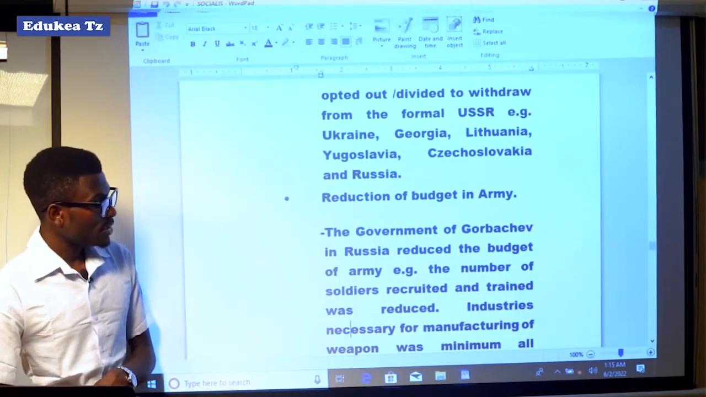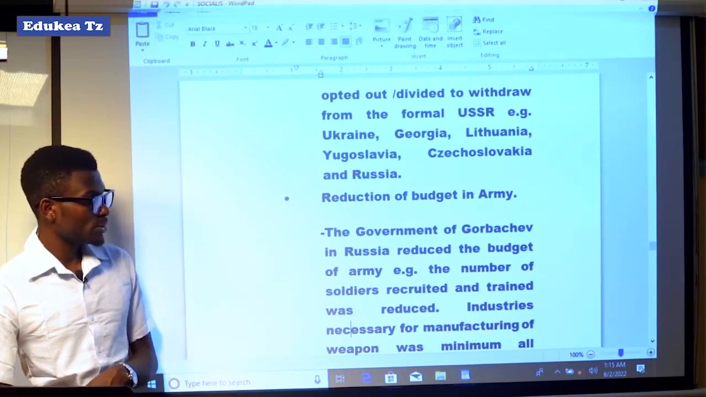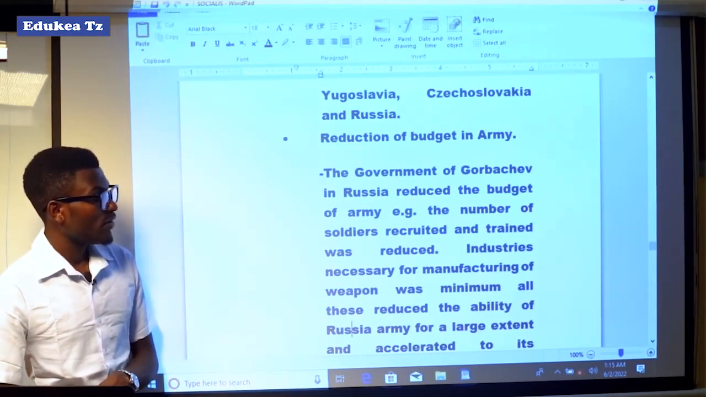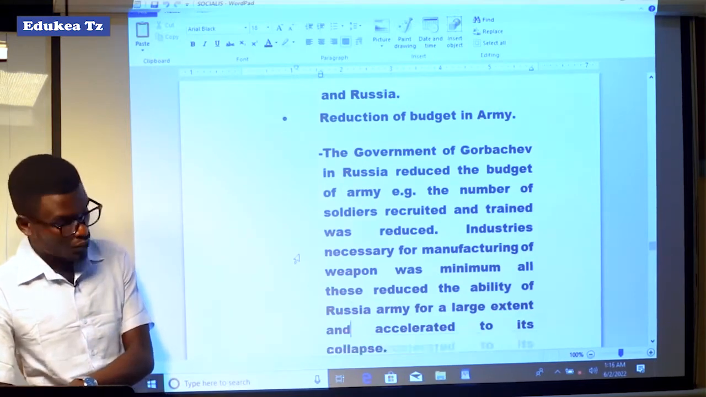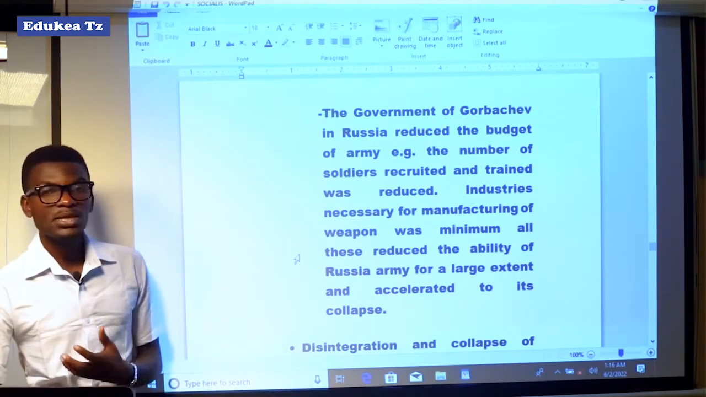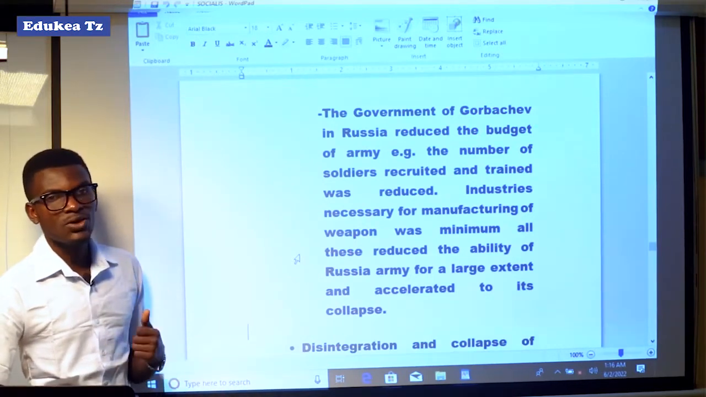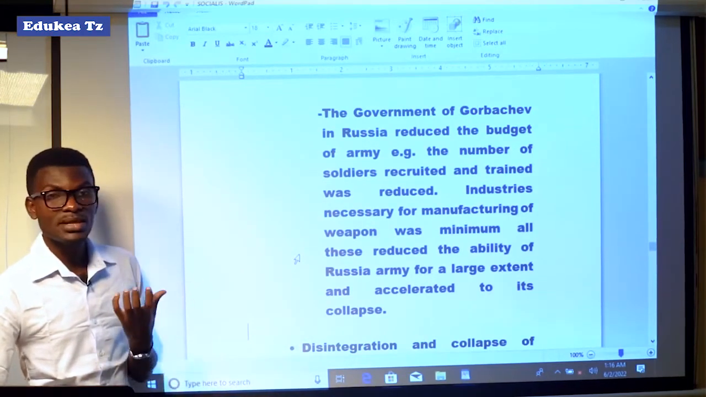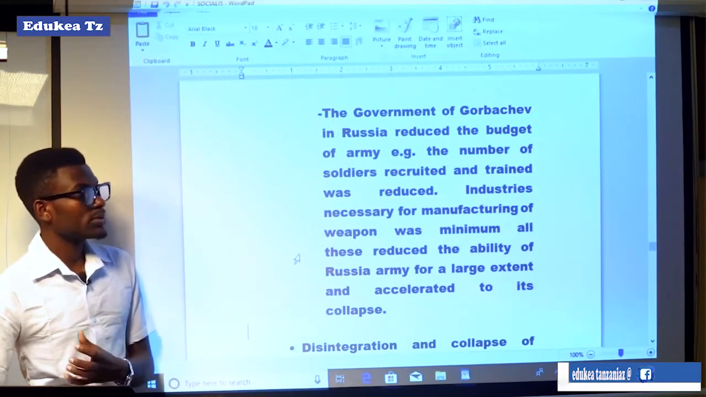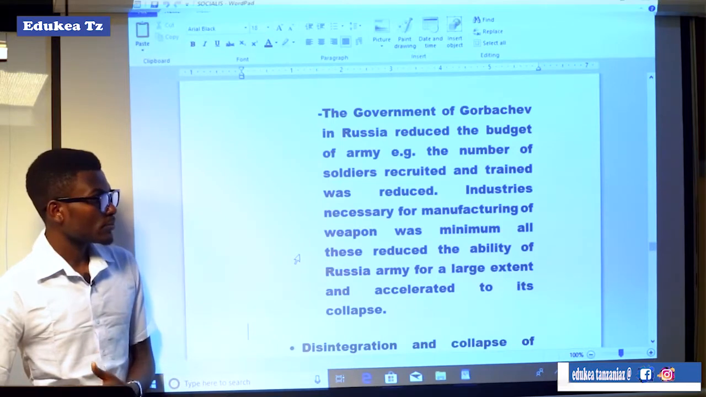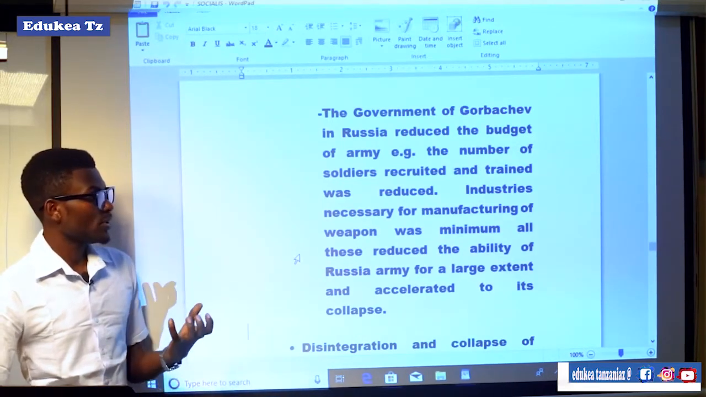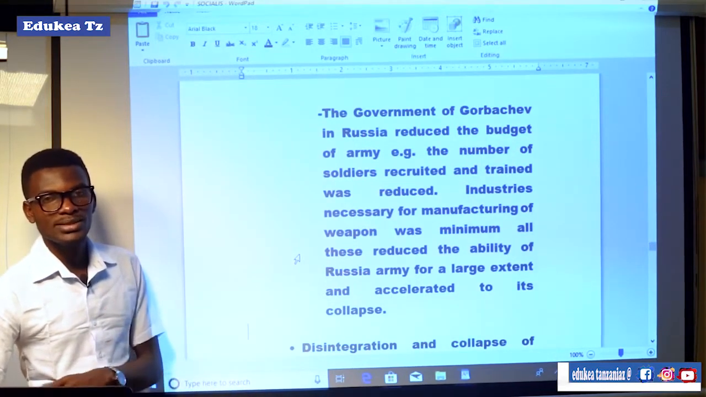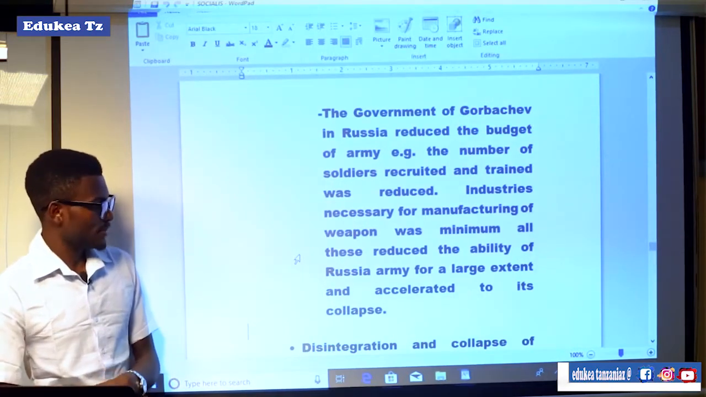And industries necessary for the manufacturing of weapons were minimized, and this reduced the ability of the Russian army to a large extent and accelerated its collapse. It means that the government of Gorbachev followed the reduction of the number of soldiers to be recruited and trained, as well as industries necessary for manufacturing weapons were declined, and this reduced the powerfulness of the Russian army to a large extent, and that contributed to the collapse of USSR in the early 1990s.